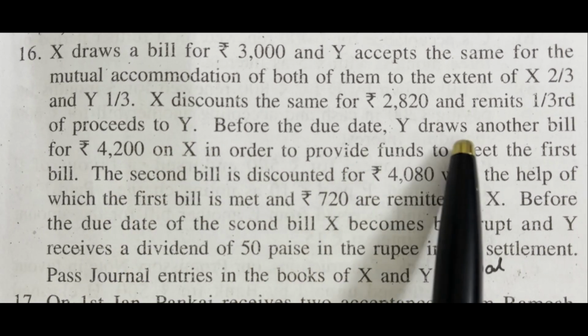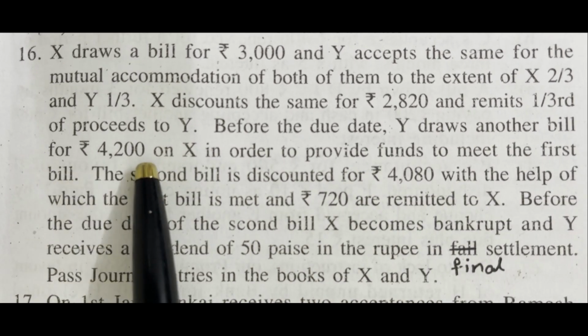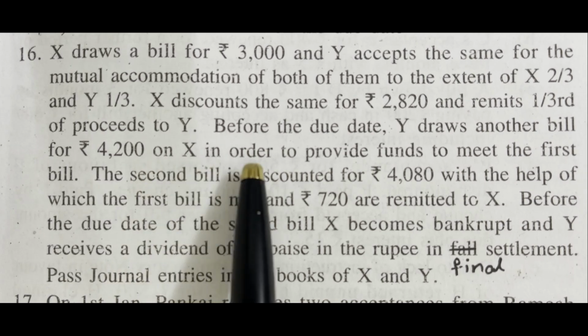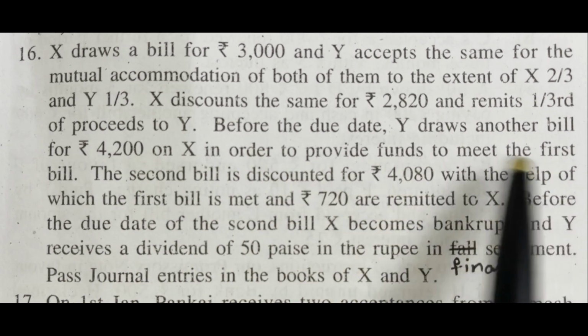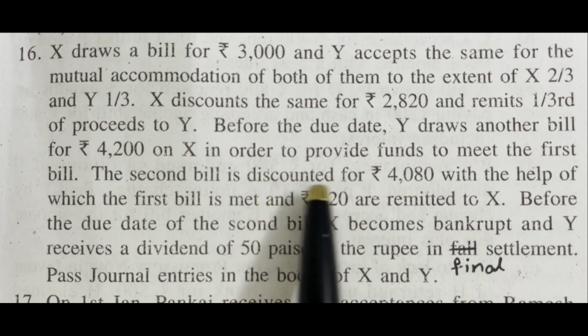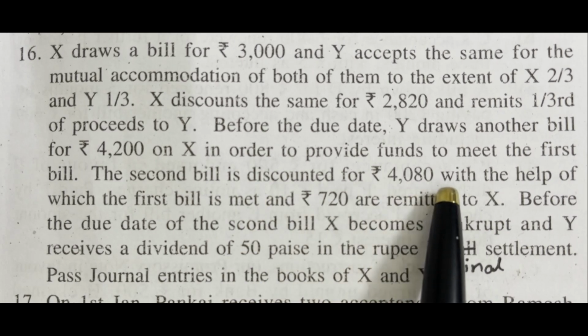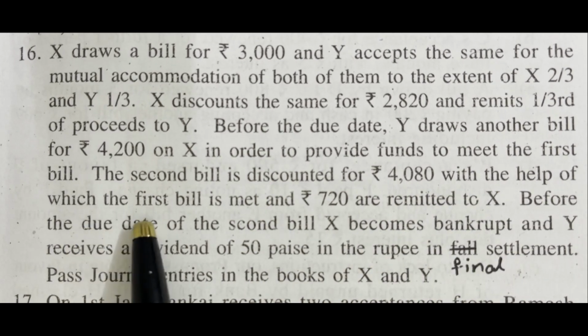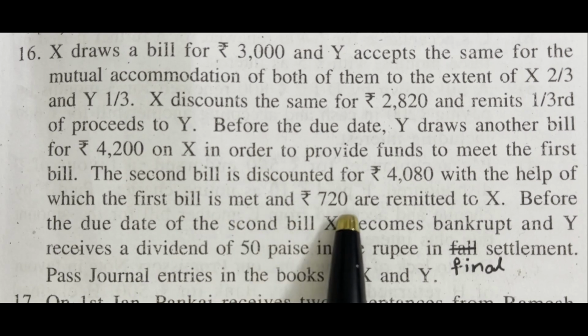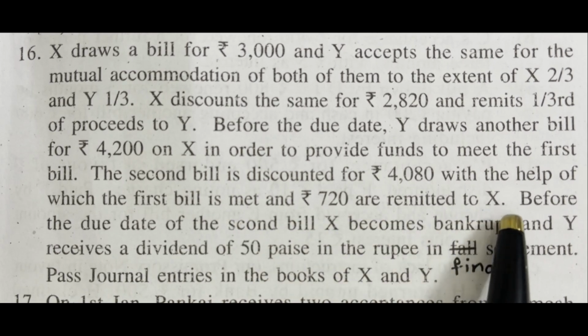Before the due date, Y draws another bill for 4200 rupees on X in order to provide funds to meet the first bill. The second bill is discounted for 4080 rupees with the help of which the first bill is met and 720 rupees are remitted to X.